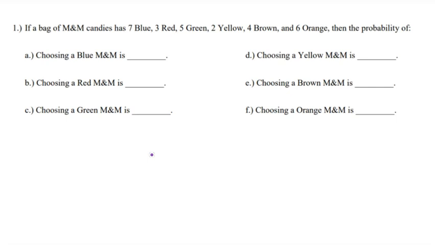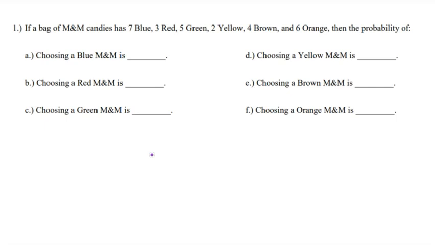Okay. So the first question says a bag of M&M candies. Inside of it there's 7 blue and 3 red and 5 green and 2 yellow and 4 brown and 6 orange. And what we want to know is, what's the probability of choosing a blue M&M? And we're assuming that we're just first opening the bag. So we first open the bag. What's the probability of choosing a blue M&M? Well, this is very similar to the Skittles problem that we did in the lesson, okay?